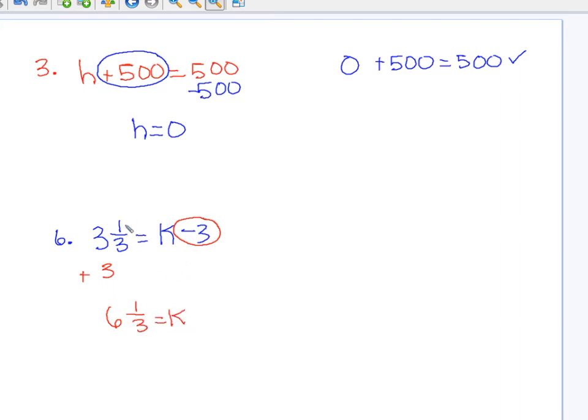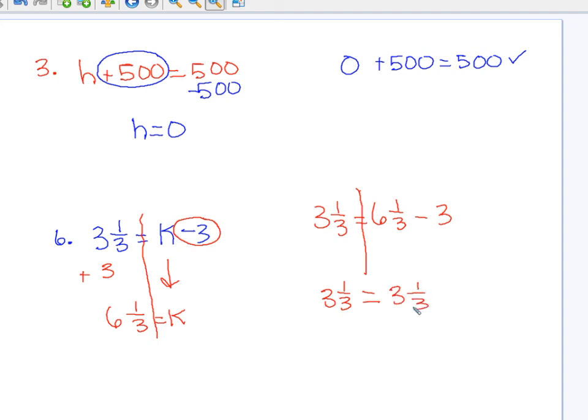Let's see if I'm right. See how I kind of leave my things where they are? 3 1/3 equals 6 1/3 minus 3. Imagine my line here. I can draw it. 3 1/3. Is that the same with 6 1/3 minus 3? 3 1/3. So it's a solution. It's right. I am correct. The answer is 6 1/3. And that's how I check it.